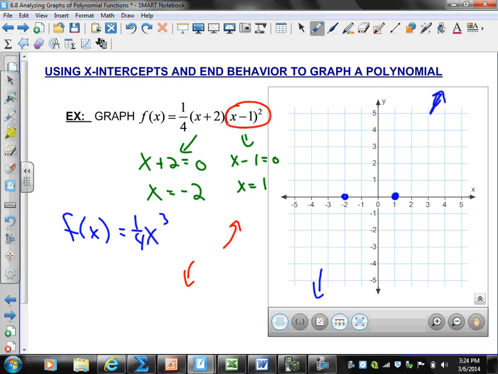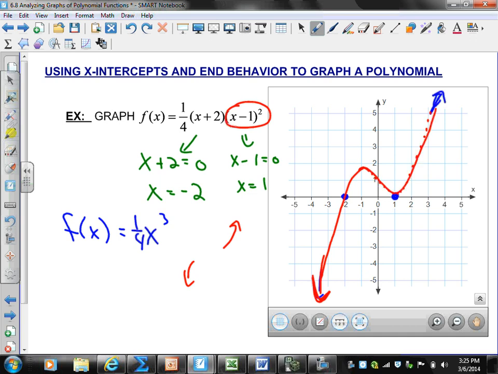Well, I'm starting down here, right? I know it's going down to the left, and it's going up through this x-intercept, and it looks like it's going to have to come back down and then bounce off and then go back up to that end behavior like that. So I know it's supposed to look something like that.